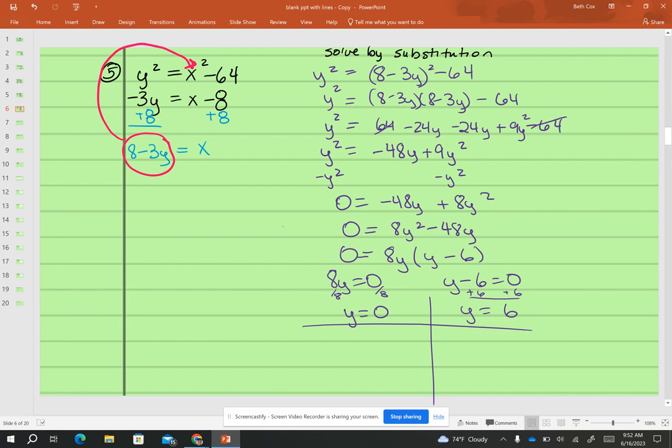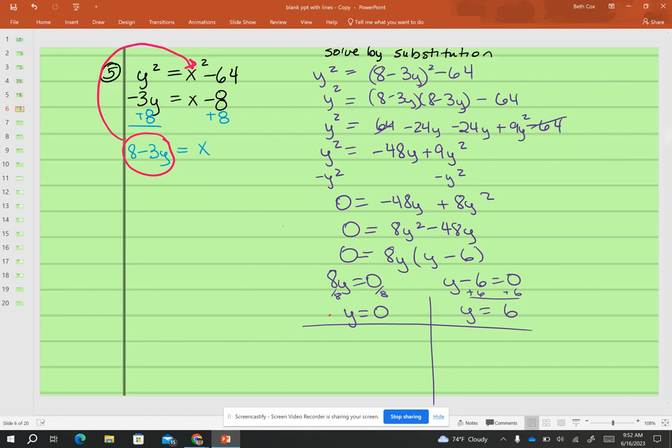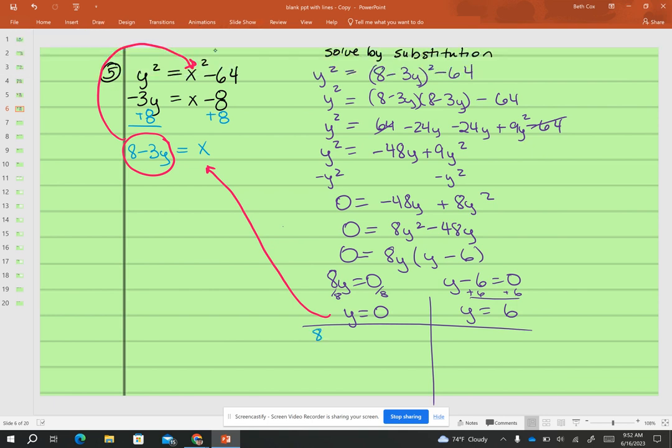I'm going to plug those back into the original. I'm going to plug them back into the one I said x equals. When y is equal to 0, what is x going to be equal to? So it says that 8 minus 3 times 0 is equal to x. So that means 8 is equal to x. So that's the point, 8 comma 0.